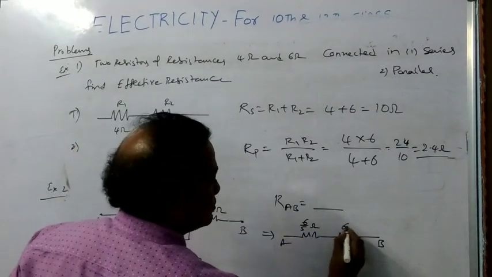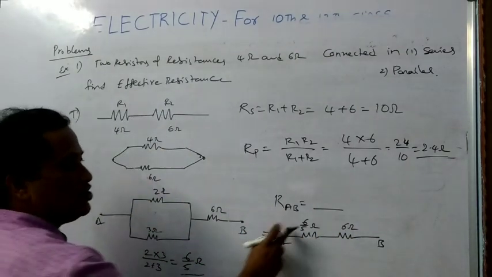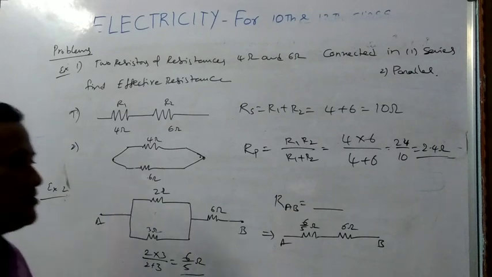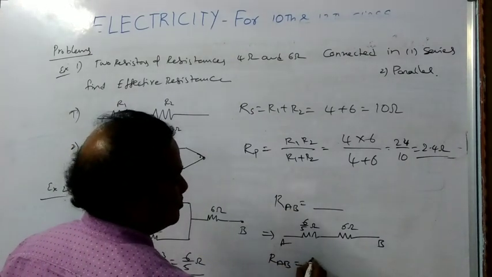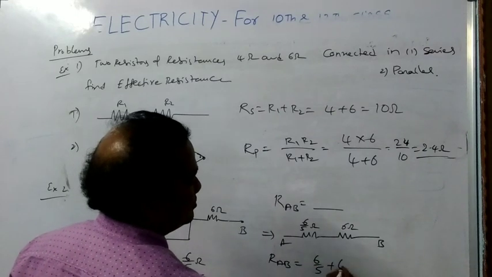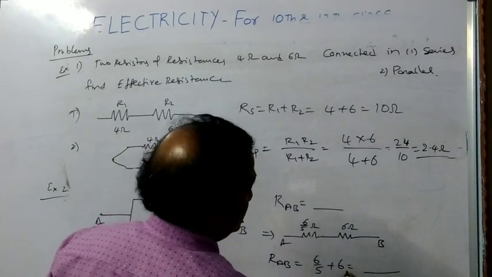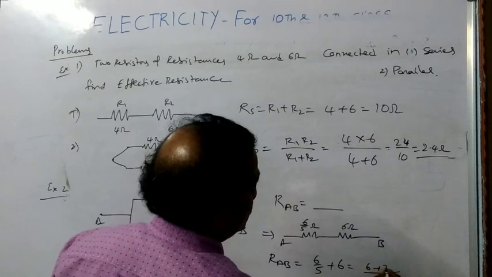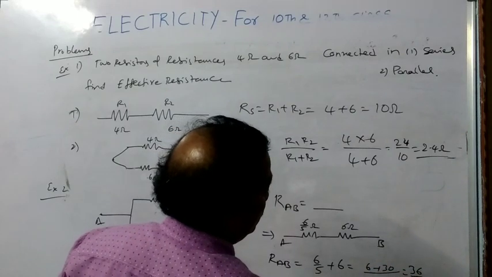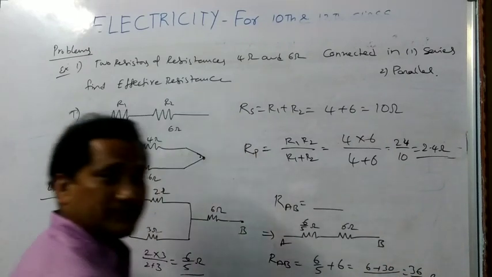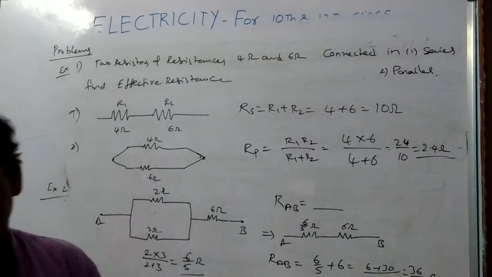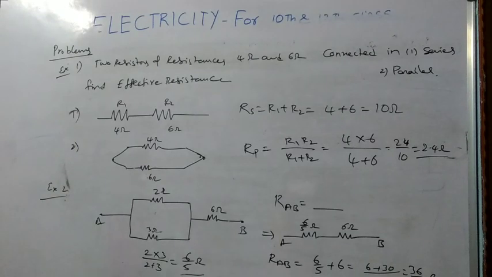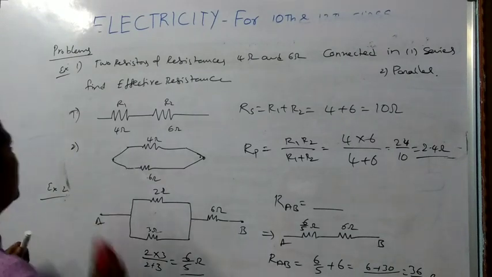This value is 6 ohms. Now these two are in series. Series means simply addition. RAB is equal to R1 plus R2. That is 6 by 5 plus 6. So what will you get? 5 is the LCM. 6 plus 5 into 6 is 30. That is 36 by 5 ohms. In this way you can do series and parallel combination. Okay, so these are some small problems.